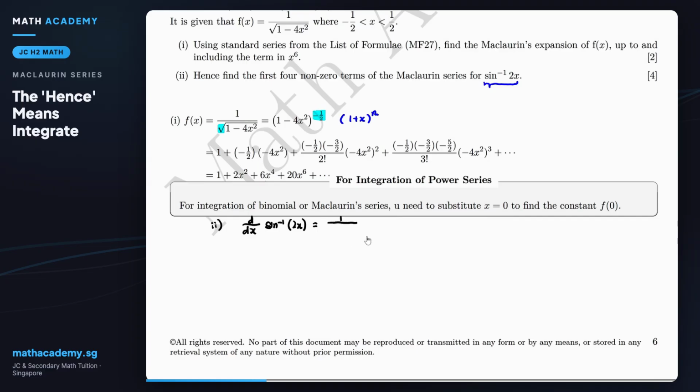Okay, let's apply the formula. 1 minus f(x) squared, and I multiply by 2. 2, because we differentiate that angle 2x, we get 2. So this will become 2 over square root of 1 minus 4x squared.